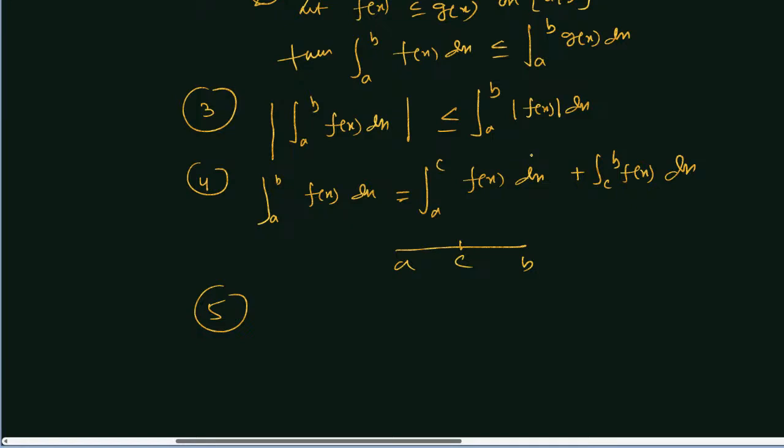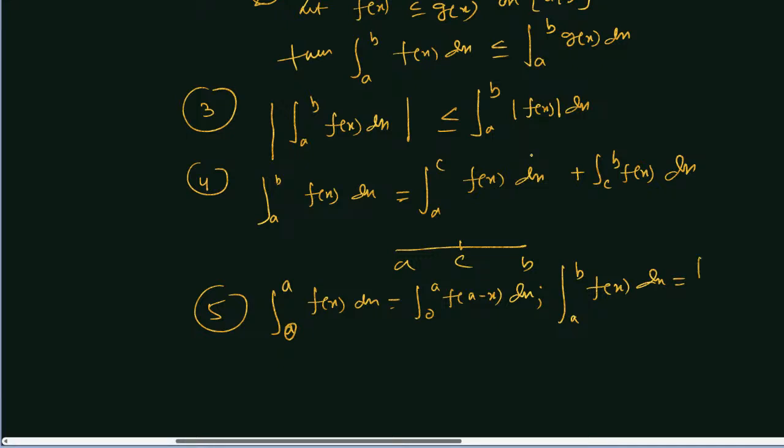And next one is, you have done many sums based on it. I just remind you, integral 0 to a f(x) dx is integral 0 to a f(a minus x) dx. Sometimes they ask questions based on this also. Integral a to b f(x) dx will be integral a to b f(a plus b minus x) dx. Okay.